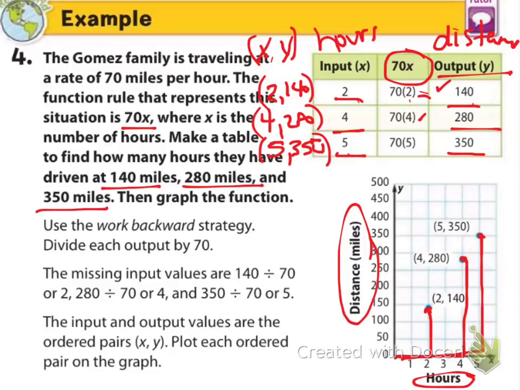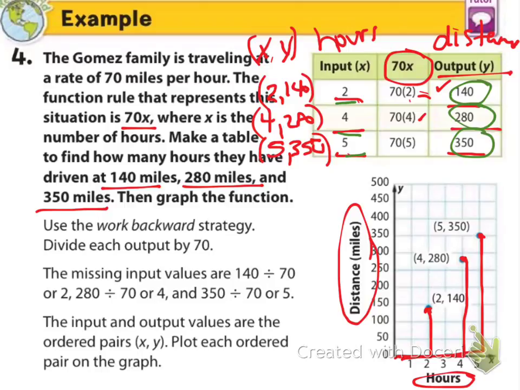For number 4, it says the Gomez family is traveling at a rate of 70 miles per hour. The function rule that represents the situation is 70x, where x is the number of hours. Make a table to find how many hours they have driven at 140 miles, 280 miles, and 350 miles. So again, they're giving us the output values, and we need to figure out what the input values are, which they already did for us.